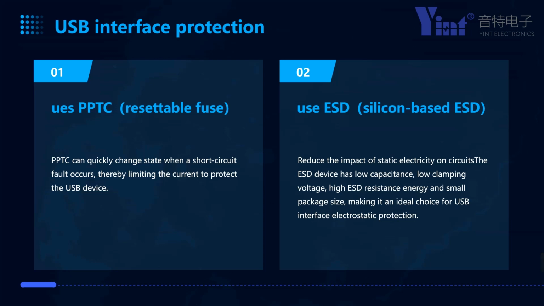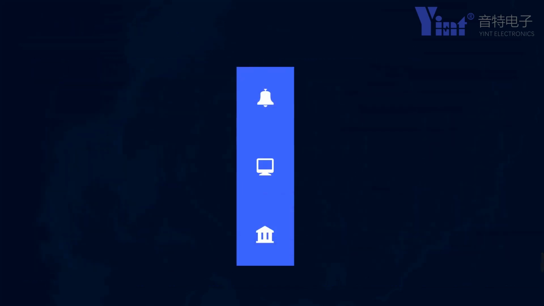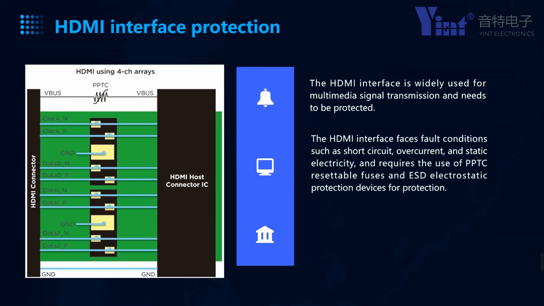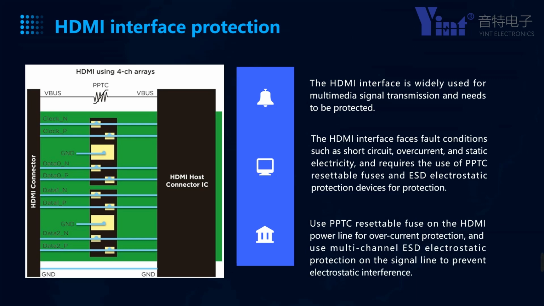The HDMI interface is widely used for multimedia signal transmission and needs to be protected. The HDMI interface faces fault conditions such as short circuit, overcurrent, and static electricity, and requires the use of PPTC resettable fuses and ESD electrostatic protection devices for protection. Use a PPTC resettable fuse on the HDMI power line for overcurrent protection, and use multi-channel ESD electrostatic protection on the signal line to prevent electrostatic interference.